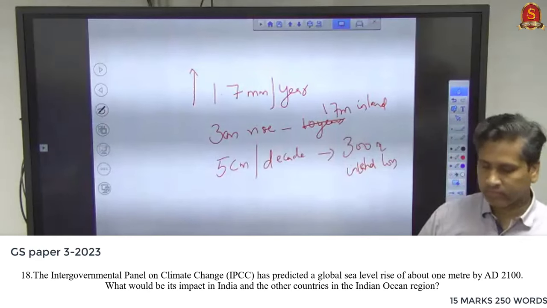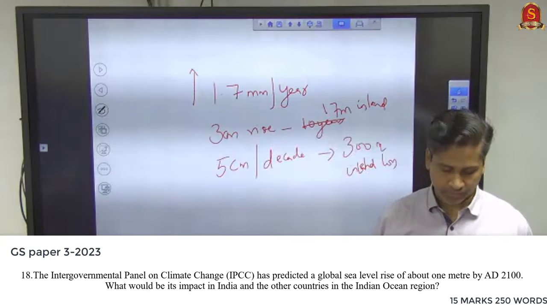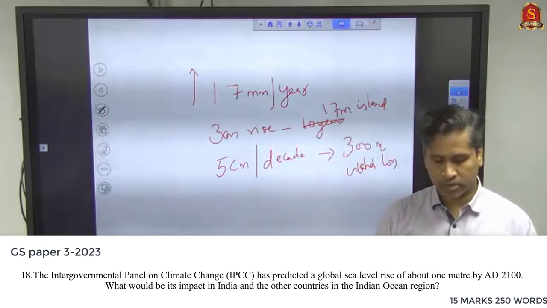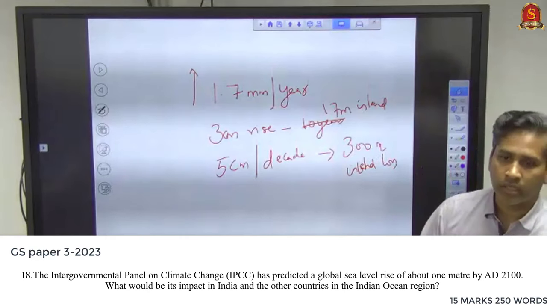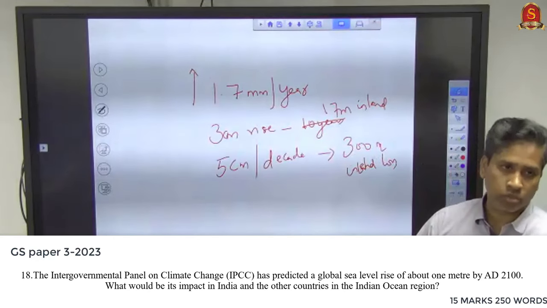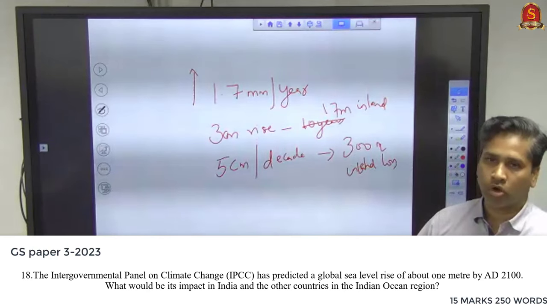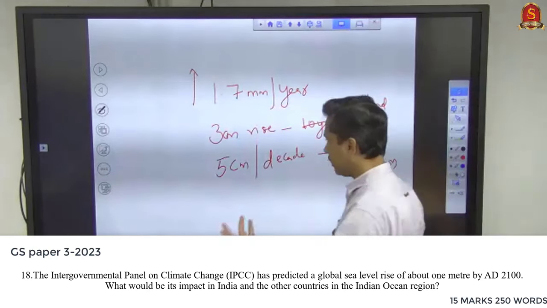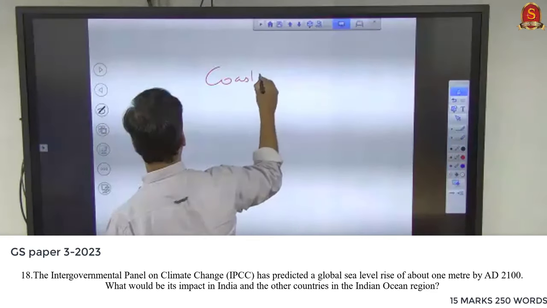Okay, come to the impacts. So what are the impacts? We can break it into many, because India-wise, we have approximately 7,500 kilometers of coastline. So the impact is going to be very tremendous. For the first one, you can make it a broad heading, and then elaborate a little. That will be better. The first one is coastal erosion.